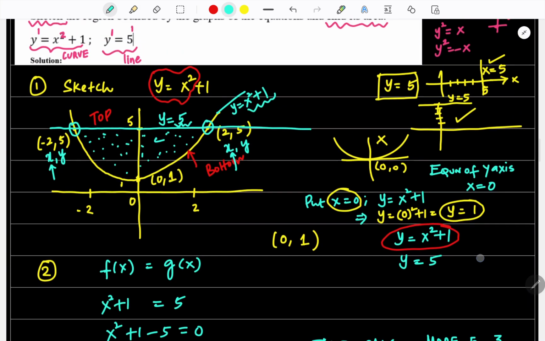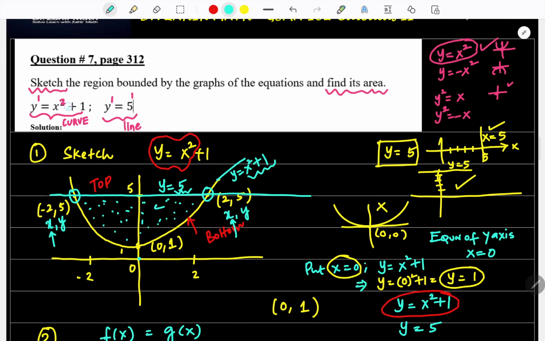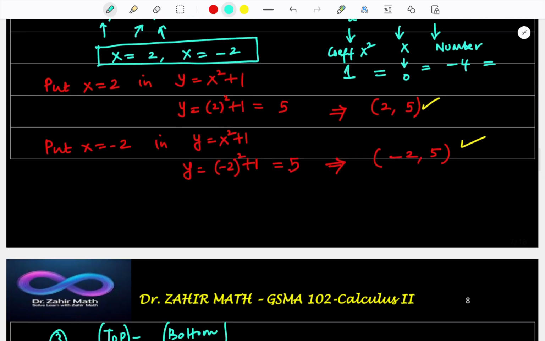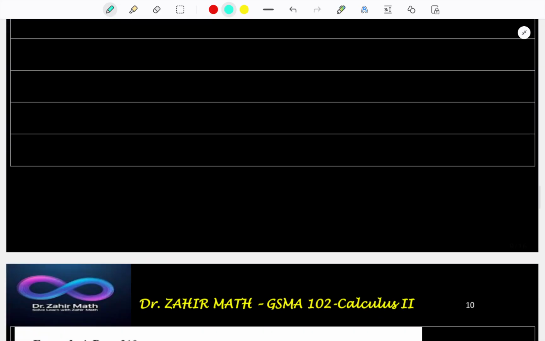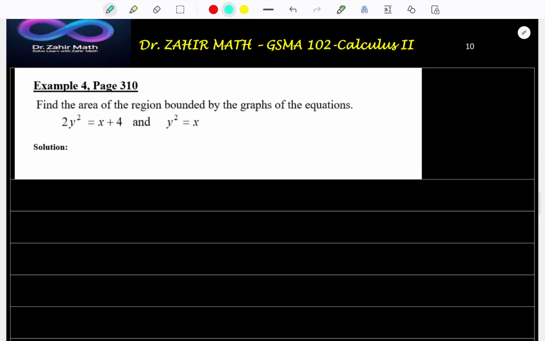So only one small change: it is not passing through the origin because of this plus 1. Keep in your mind, the structure of the parabola is same, but it is not passing through the origin. Okay, right. So all of you clear with this question? Yes, I explained it very carefully and also very slowly. So please try to understand. Let's go to the next question.